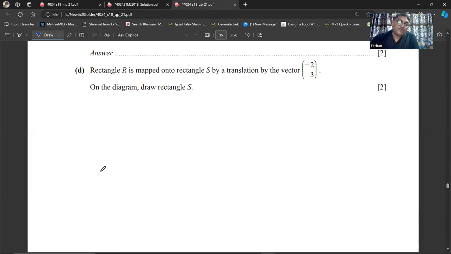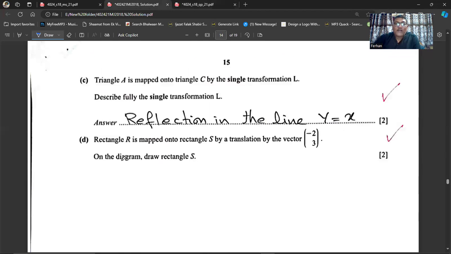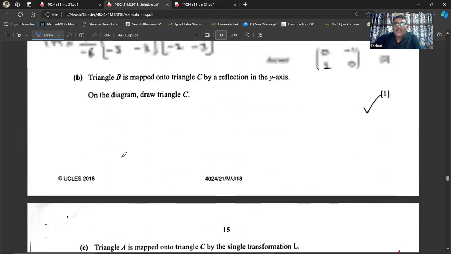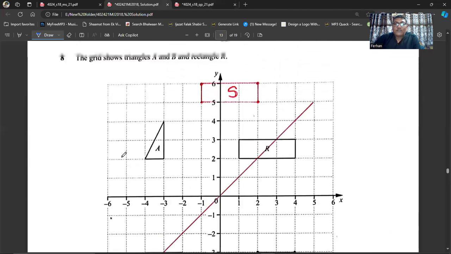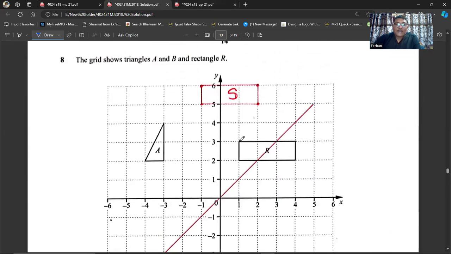You know, this upper number represents the x, and this lower number represents the y. It tells you how much you have to move each vertex on the x-axis and how much you have to move each vertex on the y-axis. So -2 and 3: -2 means you have to move 2 steps to the left, and then you have to move 3 steps up. So each vertex, for example, this vertex, 1, 2, and then 1, 2, 3.